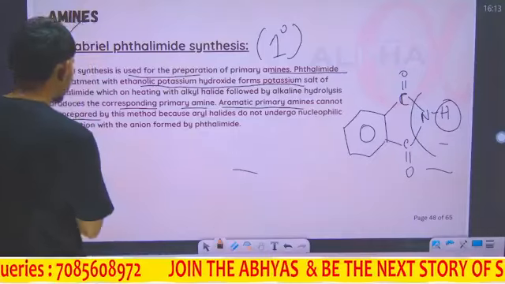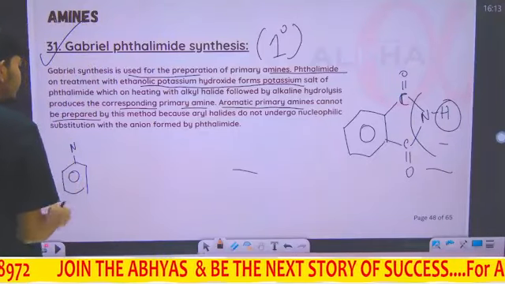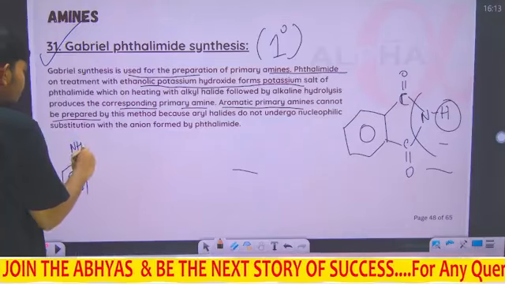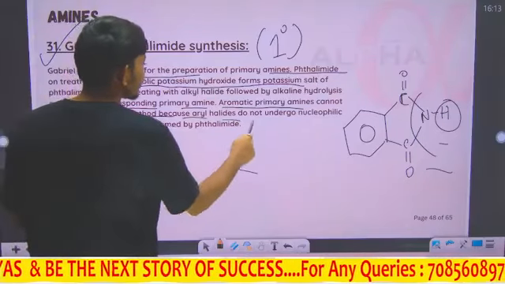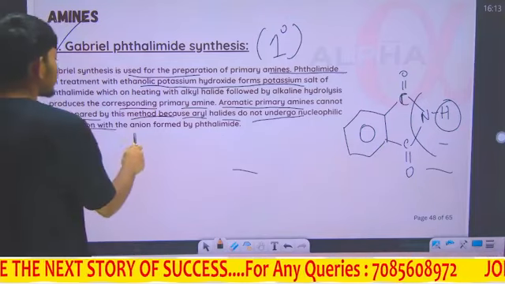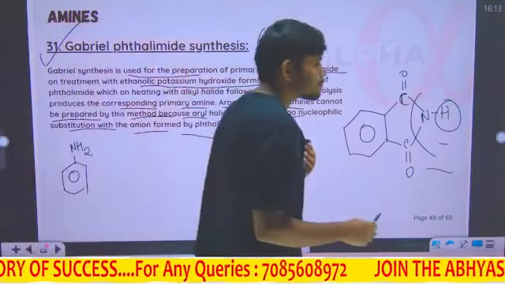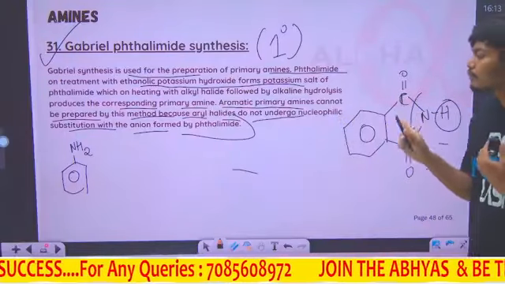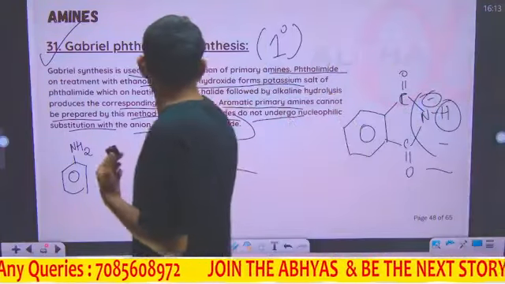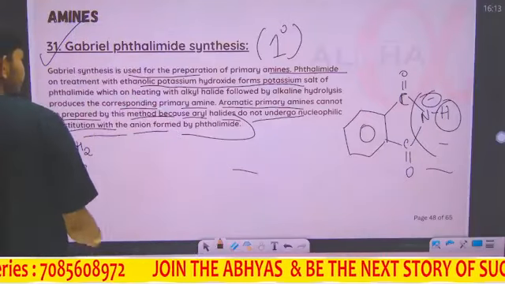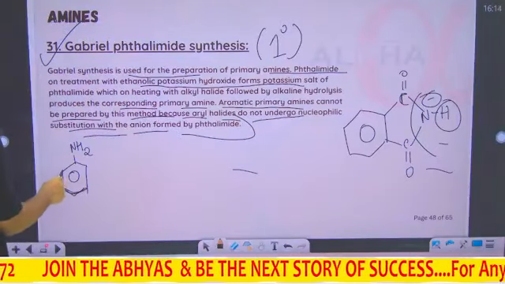Aromatic primary amines like aniline can't be produced by this process. Though it is 1 degree, this can't be produced by this process. They've already mentioned it because aryl halides do not undergo nucleophilic substitution reaction with the anion formed by the phthalimide. The anion which is formed here does not undergo nucleophilic substitution with the aryl group, the benzene ring.